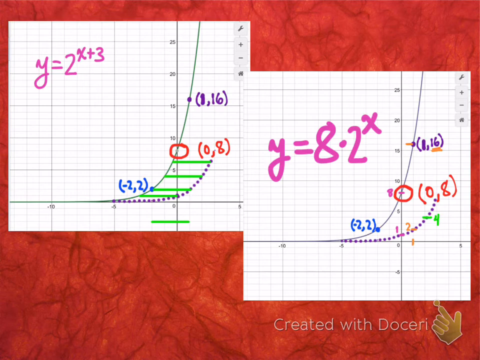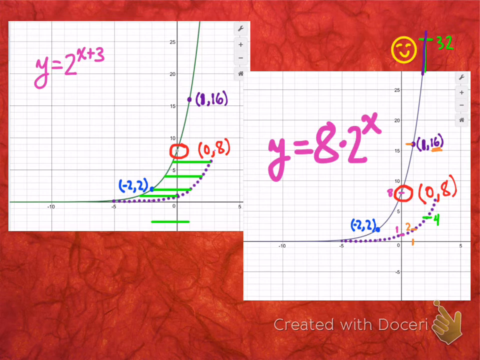One more, where the point 2, 4 is on my graph of 2 to the x, and that would correspond to a y value of 32, but I think you're going to have to just trust me there that it does in fact go through that point. You can do the math, of course, and verify it for yourself.